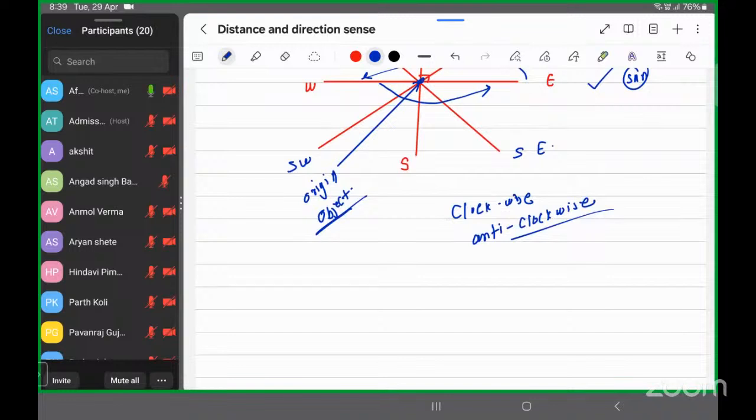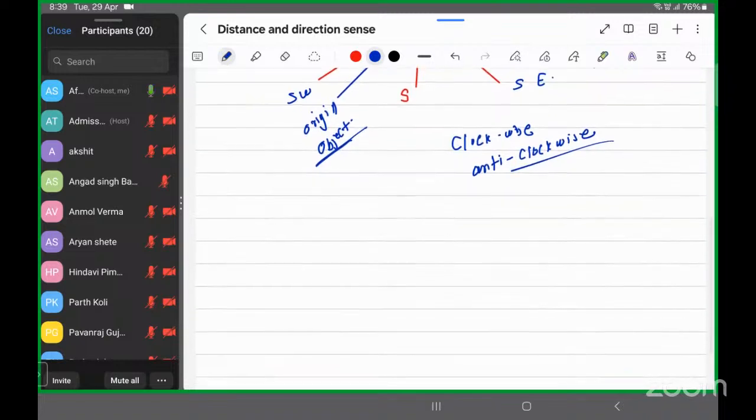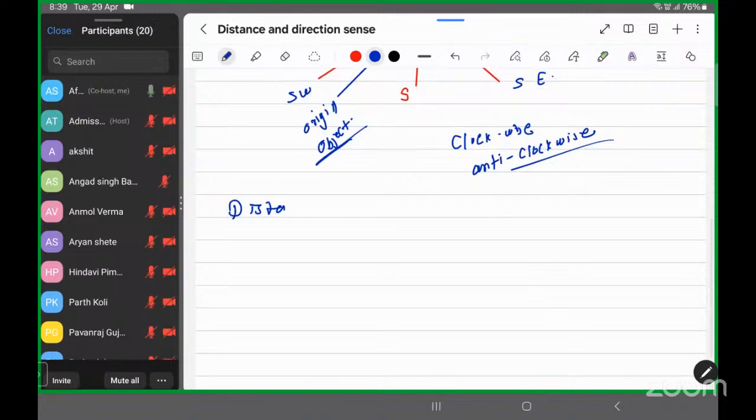To solve this type of question, we need to draw the diagram first. After that diagram, we will be able to answer all the questions. To find the distance, now we have two things: one is distance and another one is displacement. Do you know the difference between distance and displacement? What is the difference between distance and displacement?